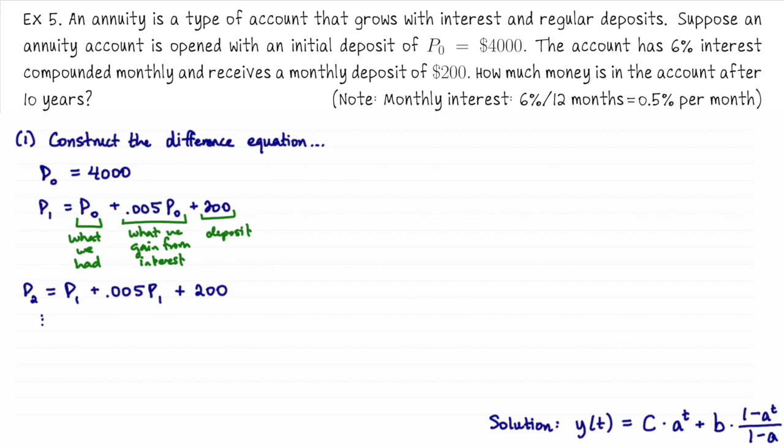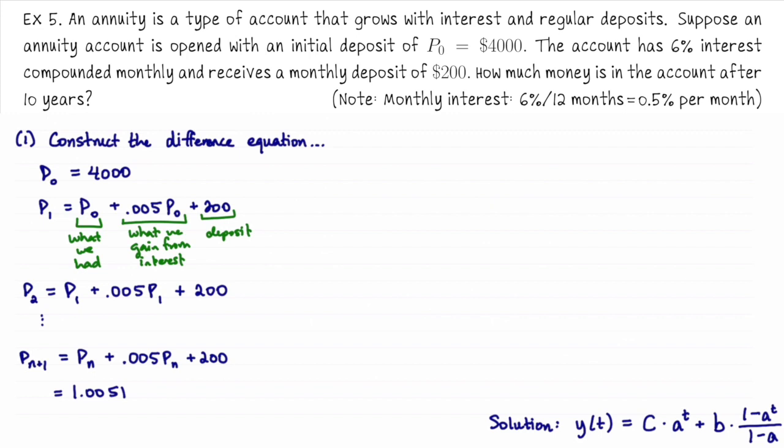Okay, we could continue in this way, and what we realize is that we have a pattern here of the form P sub n plus 1. In the n plus 1th month, we're going to have what we had before, so that's P sub n, plus the interest that we gained from that previous amount, so that's 0.005 times P sub n, plus $200. I kept those first terms separate so that it was clear what was being carried over from the previous month versus what we were getting from interest. But now that we have this general form, let's just put them together.